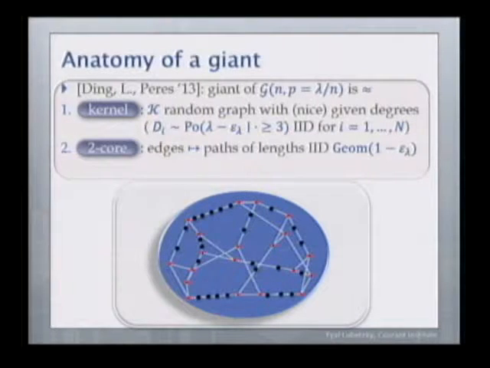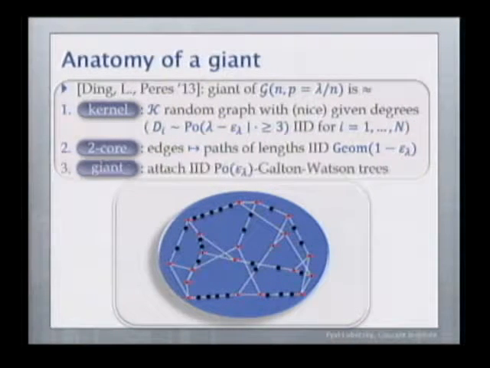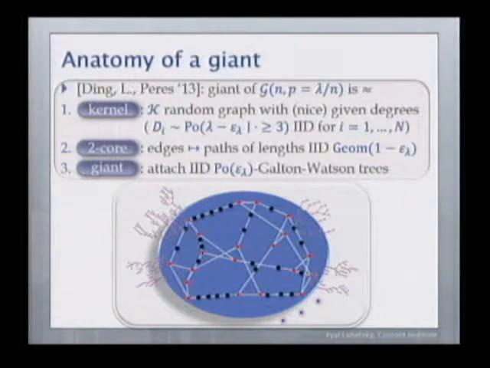And now comes the last bit. The last bit is that you take every point, both black and red, and hang an independent Poisson-Galton-Watson tree with a specific parameter. It's the same parameter for all of them, they're IID. That's it. So you have a graph.